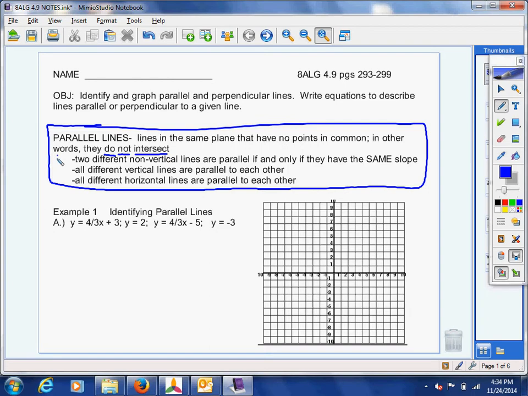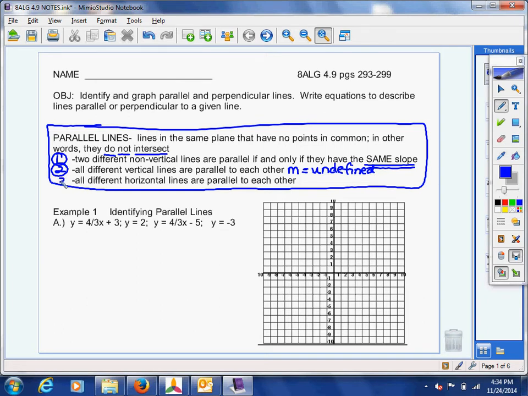Now here are 3 different scenarios. First scenario, you could have 2 different non-vertical lines that are parallel if they have the same slope. That's important. Same slope is really, really super important. Also, here's a second scenario to consider. If you have vertical lines, they're automatically parallel to each other because they all have the same exact slope. Their slopes are all undefined. So that's the same slope, so that means all vertical lines are parallel to each other.